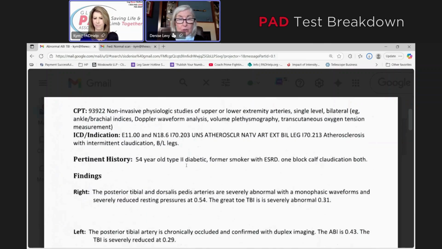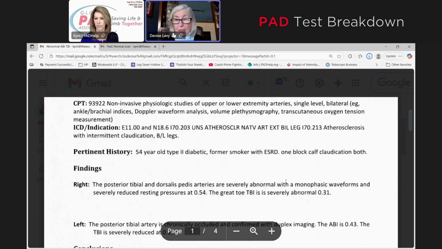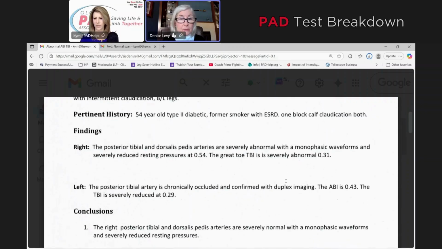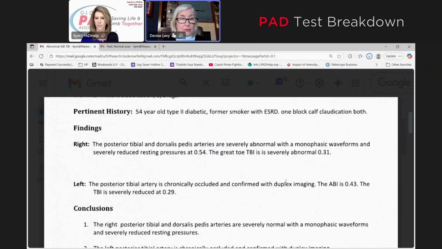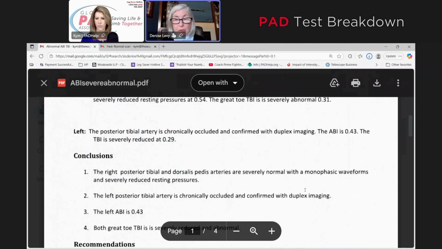Now, this patient is only 54. Is a diabetic, former smoker, and has kidney disease. Stage one, and drops with claudication, one block. So we're looking at some pretty substantial disease here. The resting pressure is 0.54, which is moderate to severe, and the toe is 0.31, which is severe. Anything below 0.5, anything below 0.3, sorry.